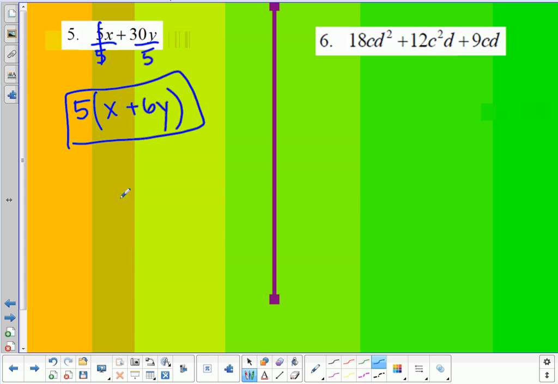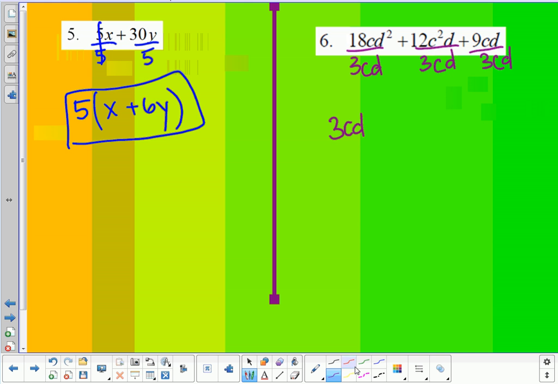So then let's take a look at 6. In 6, I have 18cd squared plus 12c squared d plus 9cd. So if I look at the 18, 12, and 9, I notice that I can take out a 3 from all of those. So I know I'm going to divide each by 3. And then I have c, c squared, and c. So I can take out 1c from all of them. And then d squared, d, and d, I can take out 1d. So my GCF is 3CD.